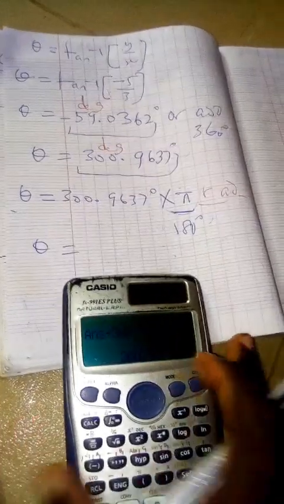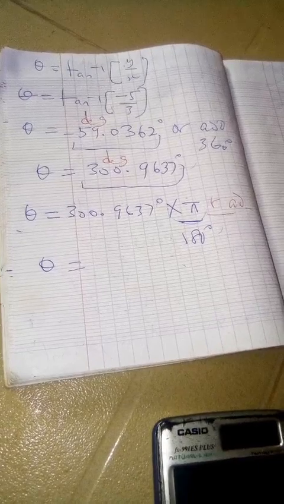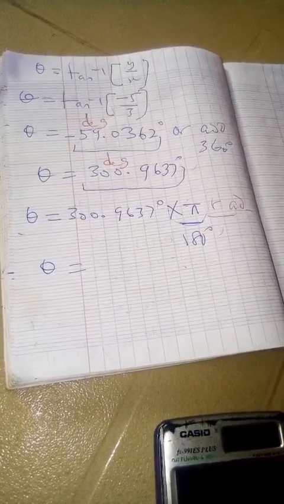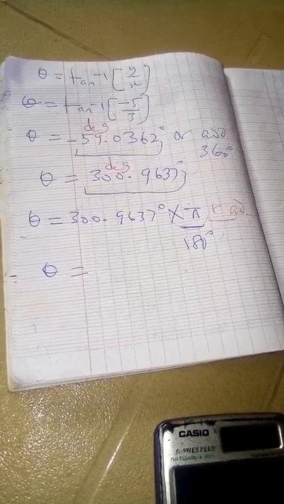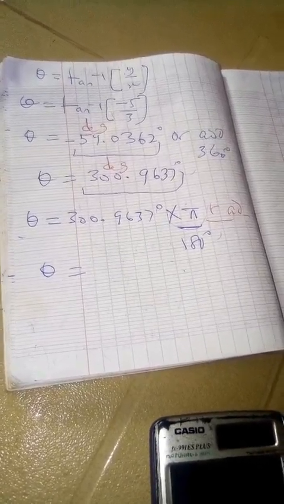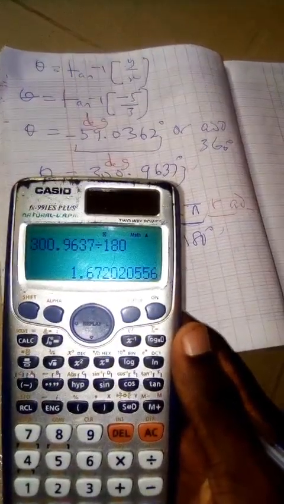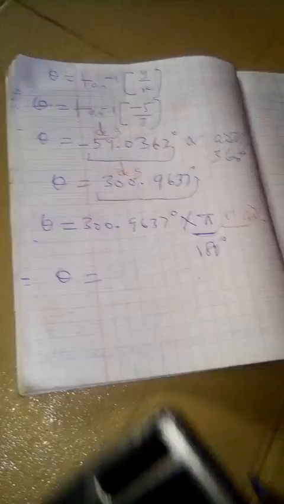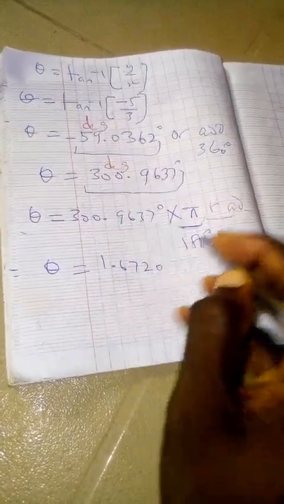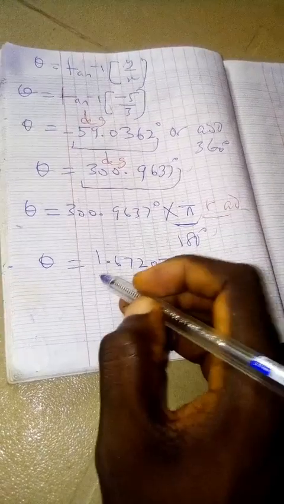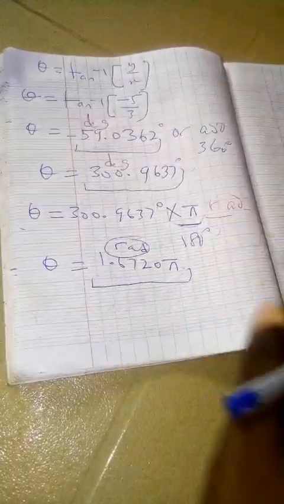Okay, so let me do that on my calculator and show you the answer. Now I'm having 300.9637, then divided by 180. My calculator is showing me 1.6720. So I'm only going to write 1.6720, then put a pi there. So this answer now is in radians, and that's what we need.